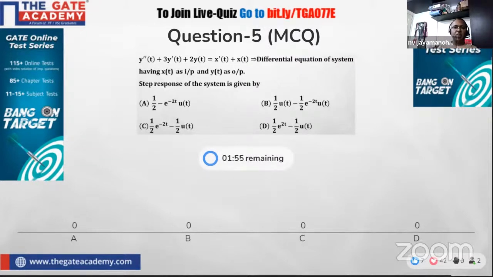You have been given the differential equation of the system. What is being asked is the step response of the system. These types of questions are very, very common in competitive examinations. I'd like to grab your attention here. The options given are not randomly given. They know the mistakes the students will make, and based on that the options are given.